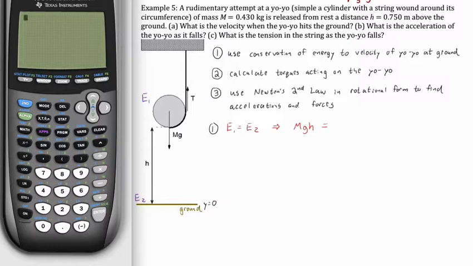Okay? And so when we hit the ground, all kinetic, right? But what form does that kinetic energy take? Well, it has two terms, the rotational kinetic energy and the translational kinetic energy. All right, so we're going to have 1/2 m v center of mass of the yo-yo squared plus 1/2 I, the moment of inertia of the yo-yo, omega squared.